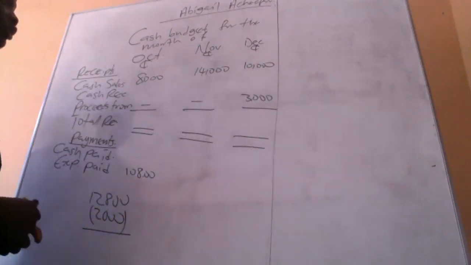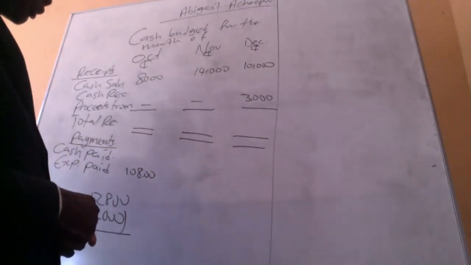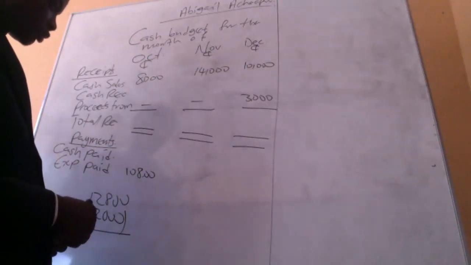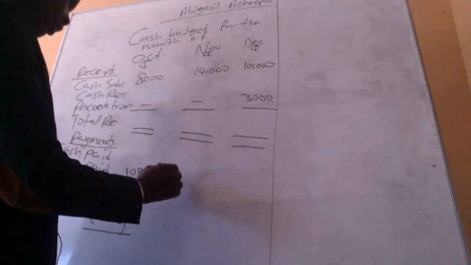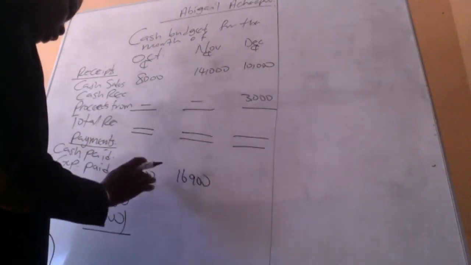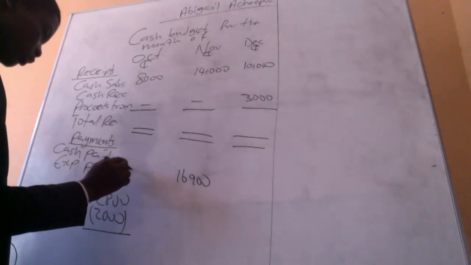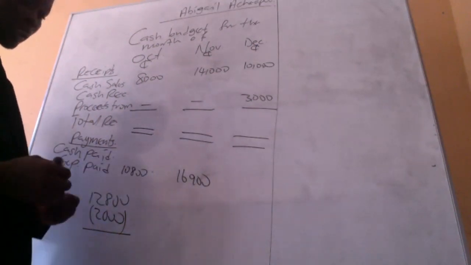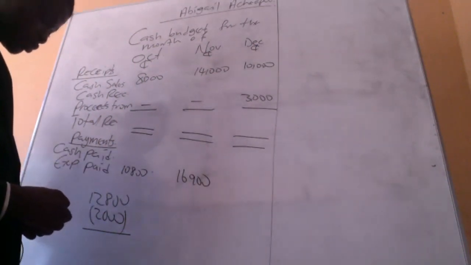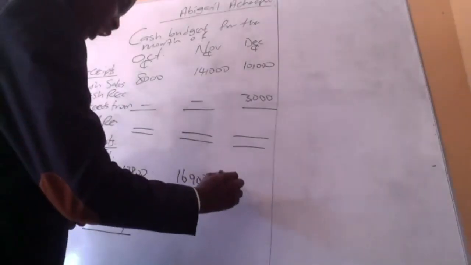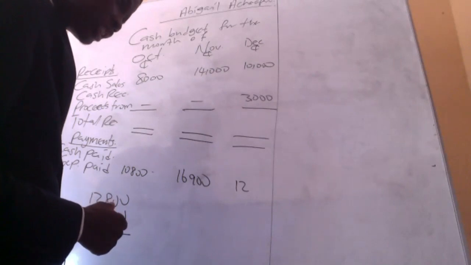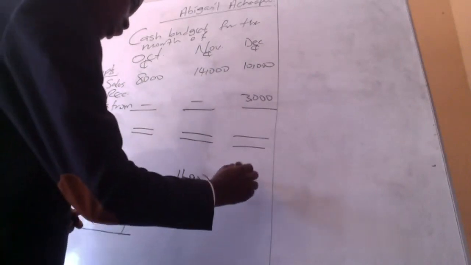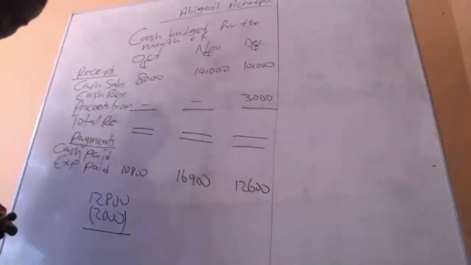Now let's move on to November. 16,900. Good. And then December, 12,600. Good. So that is it.